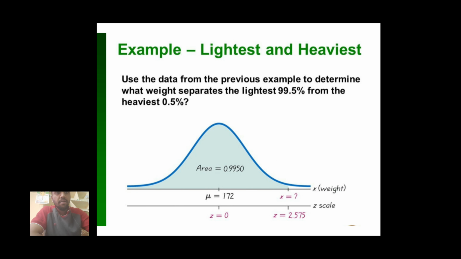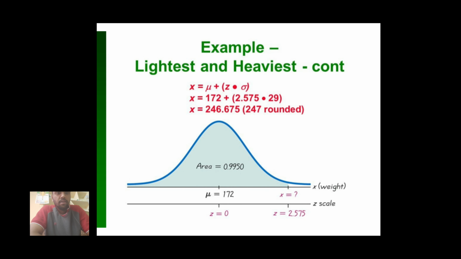Using the data from the previous example, determine what weight separates the lightest 99.5% from the heaviest 0.5%. X is equal to mu plus z times sigma, which is 172 plus 2.575 times 29, giving 246.675. Mu is equal to 172, x is unknown, and z is equal to 2.575.